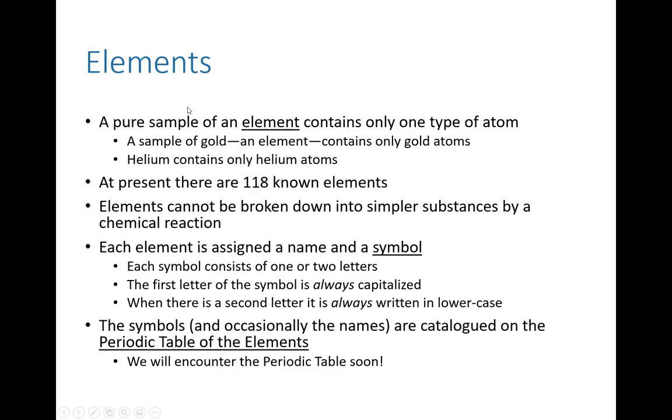So an element is going to be something which contains only one type of atom. So for example, gold is an element, and if we have a sample of pure gold, 100% gold, then the only thing in it is going to be gold atoms. Helium also is an element, so it contains only helium atoms.